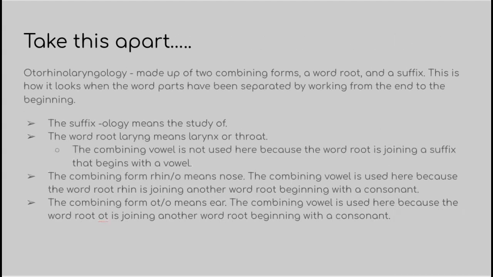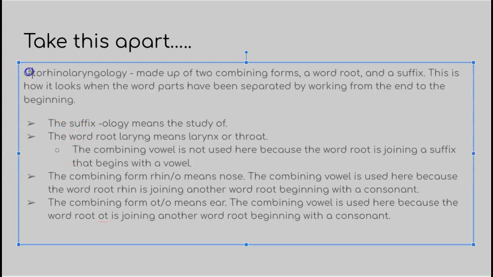So we're going to take a word apart, and I posted a video on Classroom already of doing this, but let's do it again together. Otorhinolaryngology. Looking at the word parts, we have oto, which means ear, rhino, which means nose, larynx, oops, I missed my L, laryng, which means throat, and then ology, which means the study of. So it's made up of two combining forms, a word root and a suffix. This is how it looks when the word parts have been separated by working from the end to the beginning.